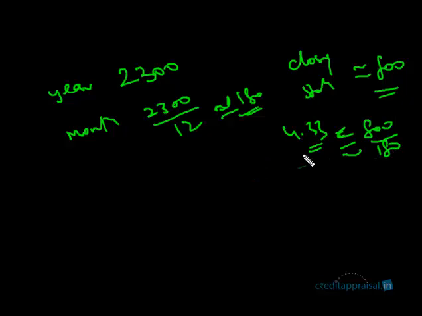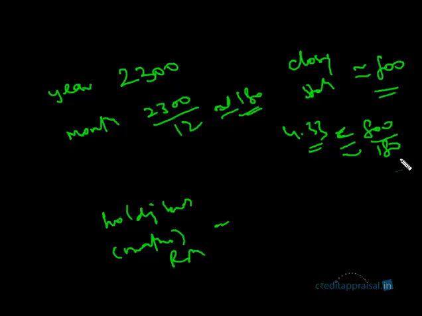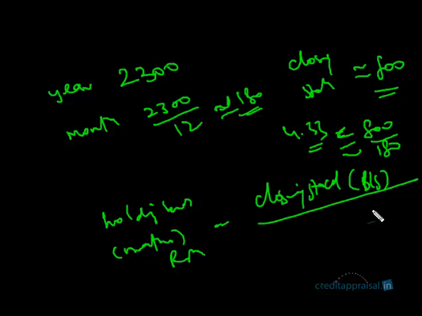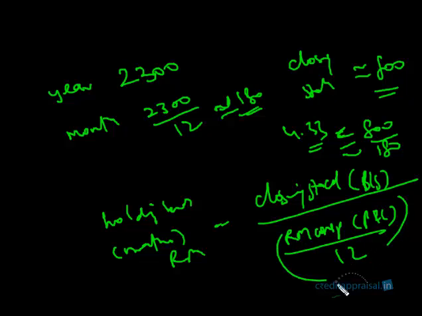So if you want to write up a formula for this holding level in months, for raw material, what we did was 800 by 180. What is this 800? The closing stock. This comes from the balance sheet. Divided by what is this 180 per month? So you can say raw material consumption from the P&L account for the whole year divided by 12.